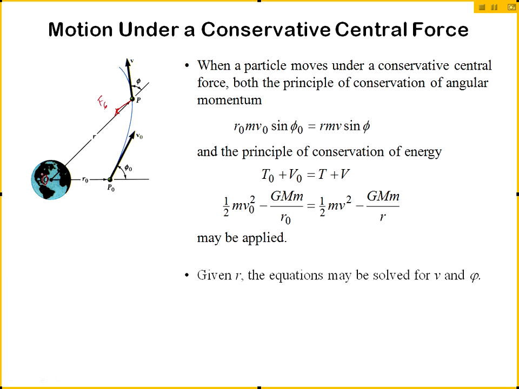So for such a case, not only do we know that the angular momentum about point O should be conserved, right? This is a statement of the conservation of angular momentum, right? Angular momentum is the cross product between the position vector from point O to the satellite and the linear momentum mv, right? So it becomes r0 m v0 sin phi0 is a constant, where phi, of course, is the angle between the position vector r and the velocity vector of the particle, okay?